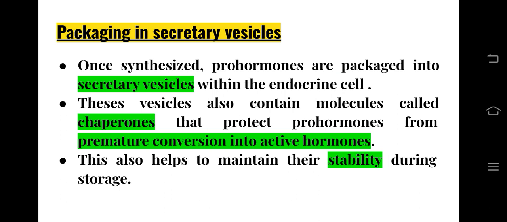The next stage, packaging in secretory vesicles. Once synthesized, prohormones are packaged into secretory vesicles within the endocrine cell. These vesicles also contain molecules called chaperones that protect prohormones from premature conversion into active hormones. Then this also helps to maintain their stability during storage.